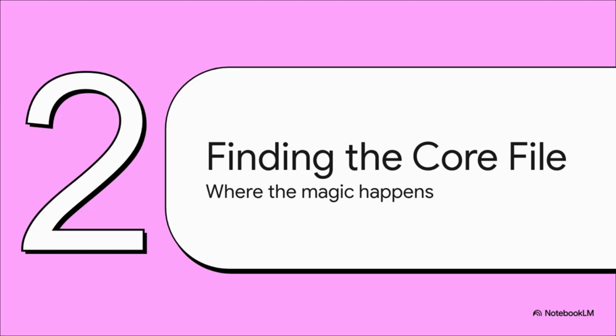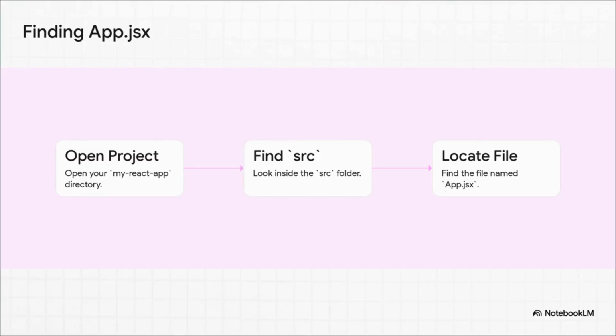I know, a new React project can feel a little intimidating, with all those files and folders everywhere. But the good news is, for this first change, we only have to touch one single file. So let's go find where the magic happens. All right, pop open your code editor. You're going to see your main project folder, probably called My React App or something similar. Look inside there for a folder named src. That just stands for source, by the way. Open that up, and boom. Right there, you'll see a file called App.jsx. That is our target. That's the main piece of the puzzle that's drawing everything you see on that default page.